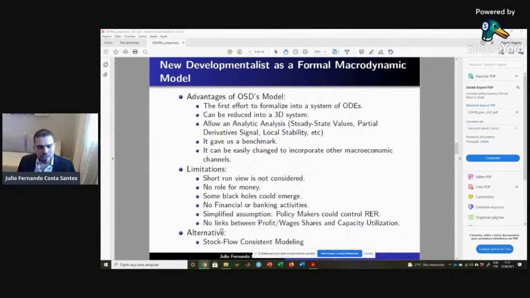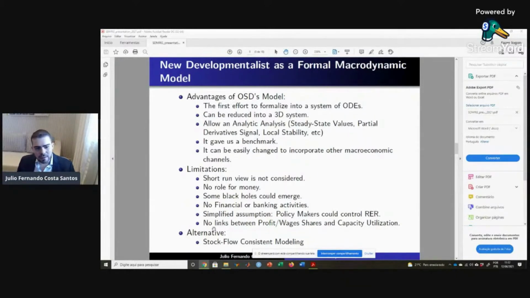Another simplifying assumption is that policymakers could control the real exchange rate as an active rule. But I think this could be more difficult than we might think, and we need to put some noise, some mess, inside that to try to look in detail at how these rules could work.